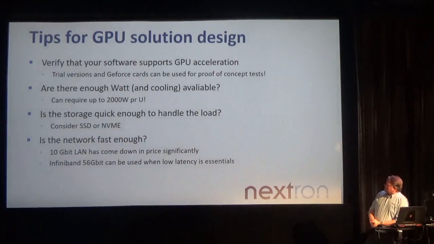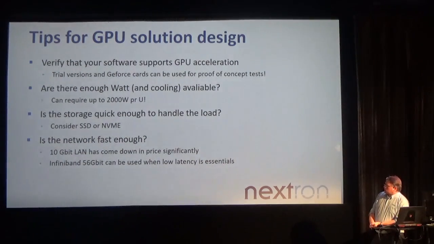And the final point, the last bottleneck to worry about, is the network. And thankfully there are good options there as well. 10 gigabit LAN has now become quite cheap, especially if you buy a system with 10 gig integrated on the motherboard. You can then get 10 gig ports as low as maybe 1,000 kroner. The switches are also coming down in price.